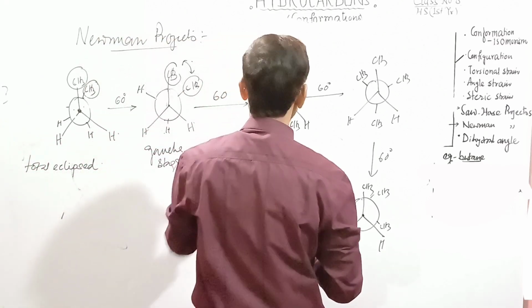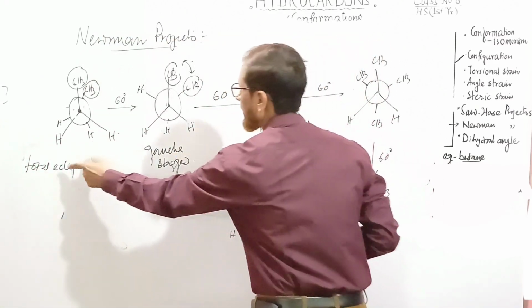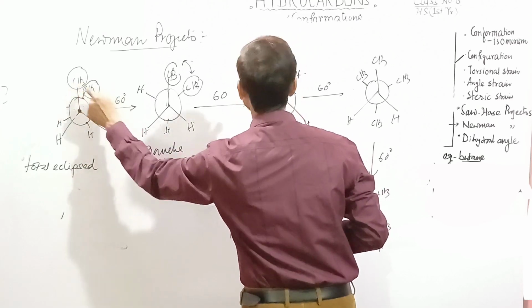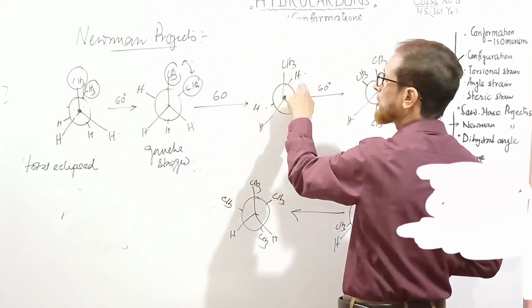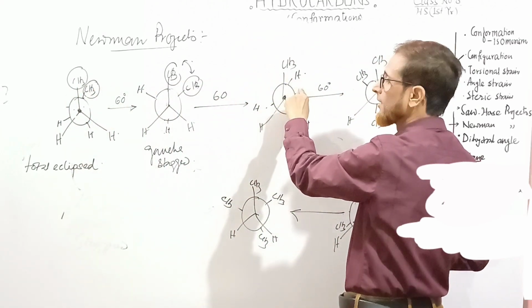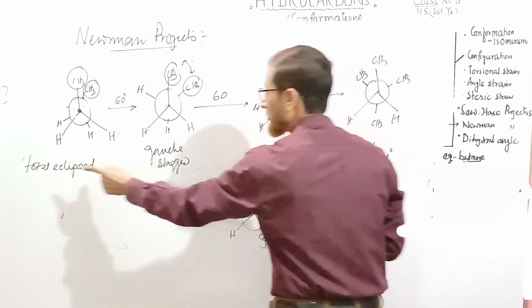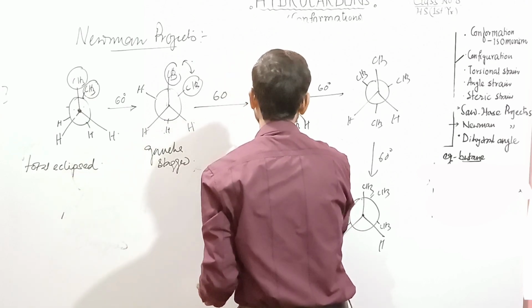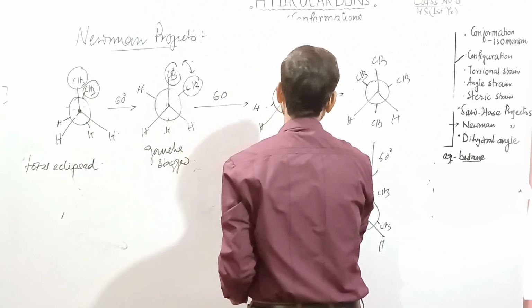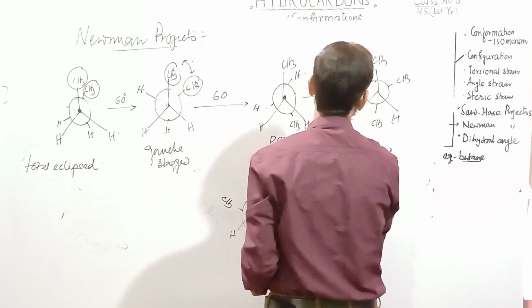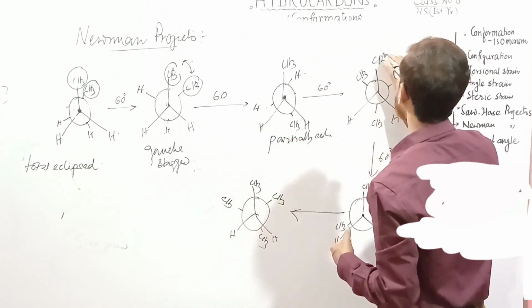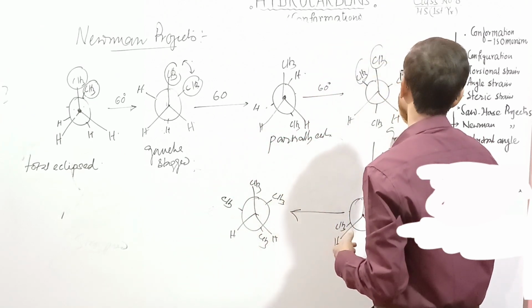Am I right? Again it is eclipsed, but it is not total eclipsed because groups are not side by side. One bigger and one smaller group. It is partially eclipsed. Now again it is Gauche. These two groups are same.